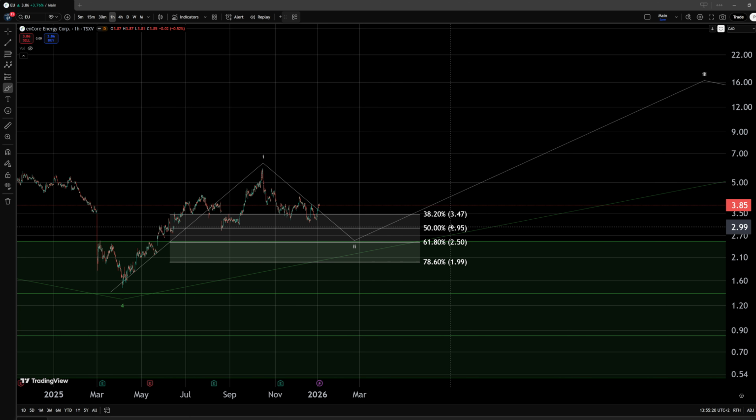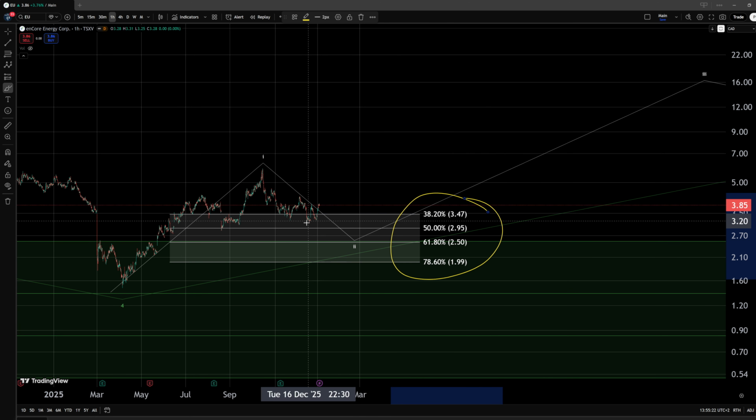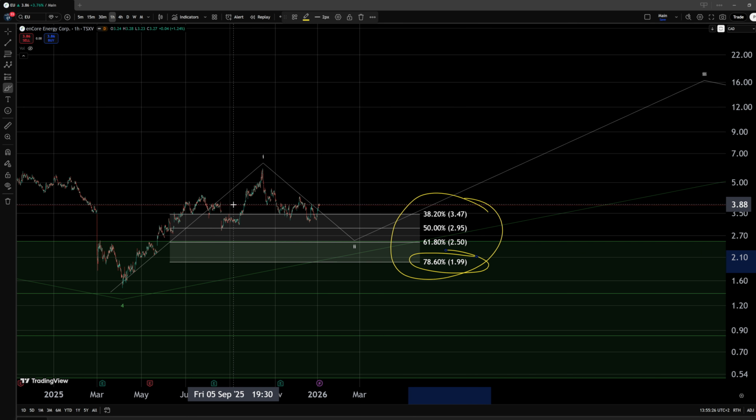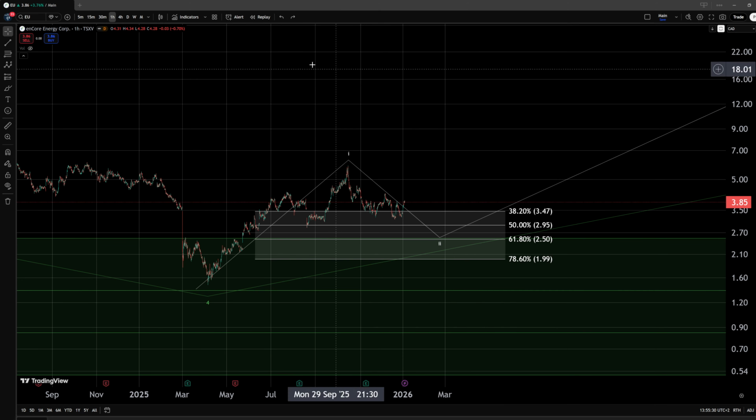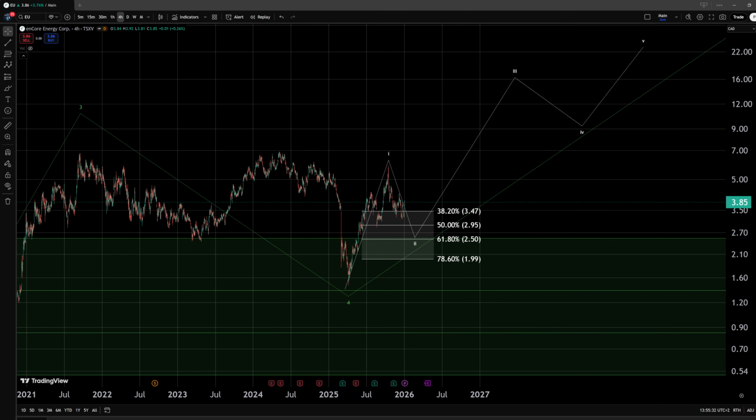diagonal. And in this case, we have the area of support for a wave 2 correction between the $3.5 all the way down to the $2 level at the 78.6% retracement, where as long as we hold the last level of support, we can still look with decent likelihood for continuation higher.